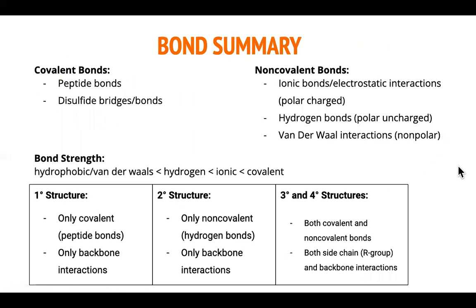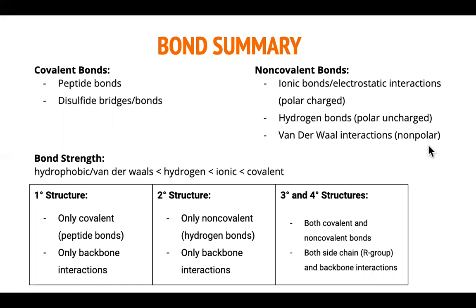Okay, and then here's just a summary of all the bonds that occur in each structure. So the covalent bonds are peptide bonds, which are in the primary structure, and then disulfide bridges are only going to be found in tertiary and quaternary. And then for non-covalent, the ionic bonds between the polar charged R groups, hydrogen bonds, polar, and charged, and van der Waals, nonpolar.